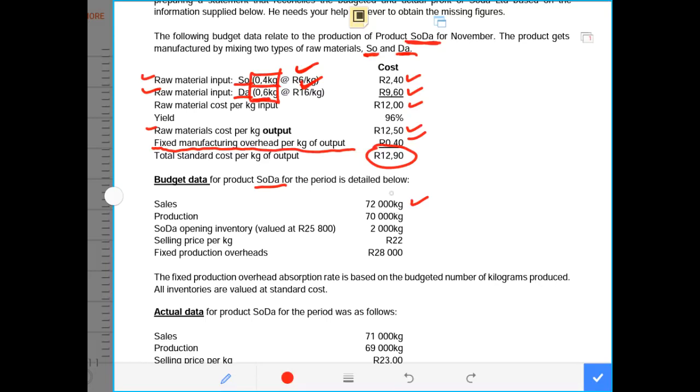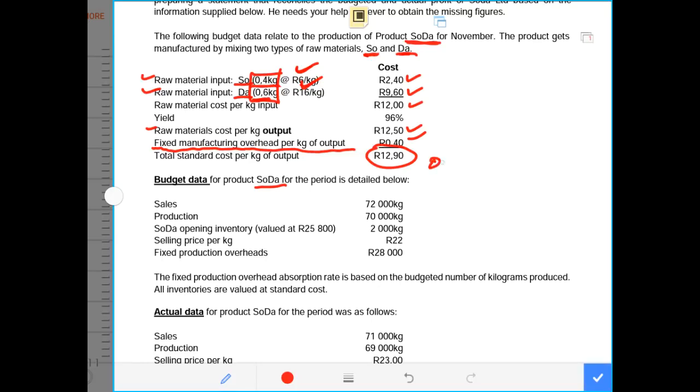Now if we want to sell 72,000 kgs and production is 70,000, that means there must have been some kgs of inventory available, which means there must have been some opening inventory from the previous period. That opening inventory will be part of the sales, but not part of the production. So if we can sell 72,000 yet we manufactured 70,000, it means 2,000 of the inventory was available from the opening.